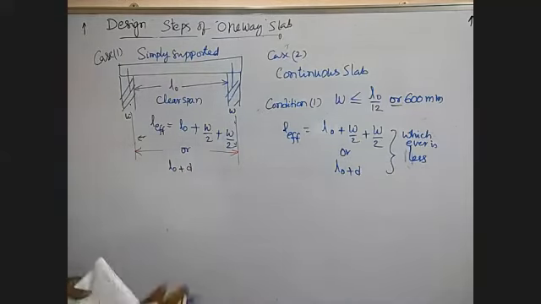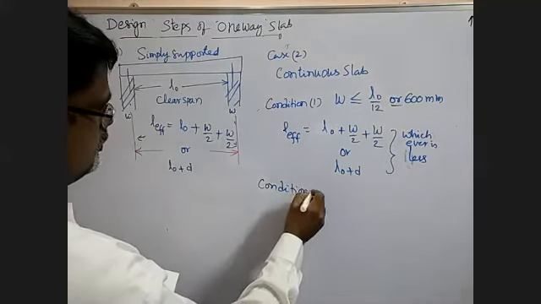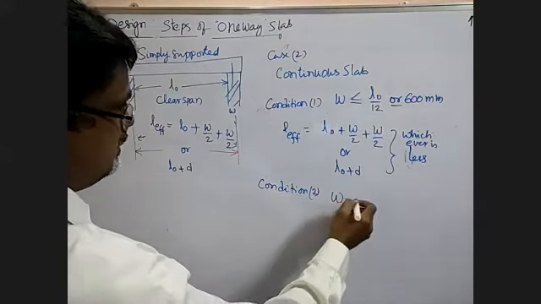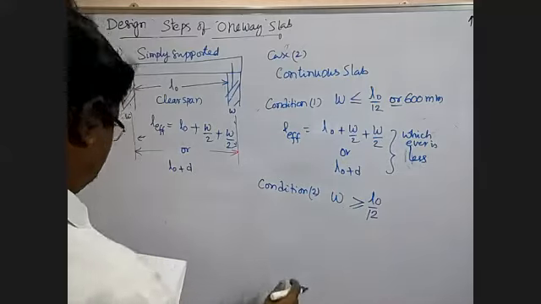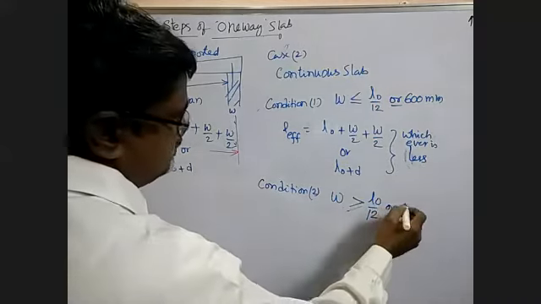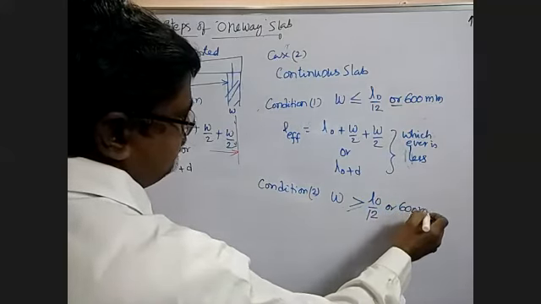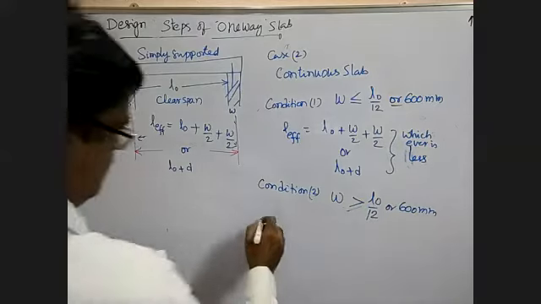Now we have condition 2. If W is greater than L naught by 12 or 600, this is a special case. In that case, the condition is like this.